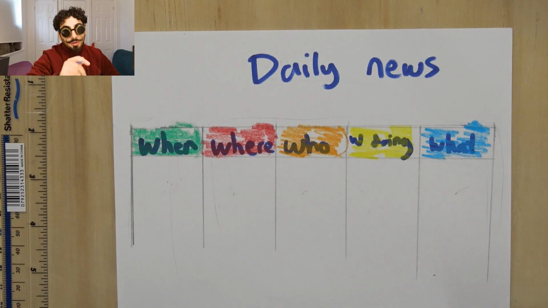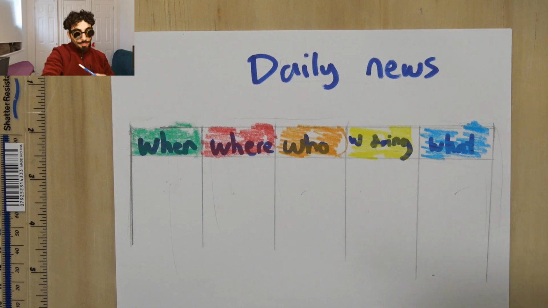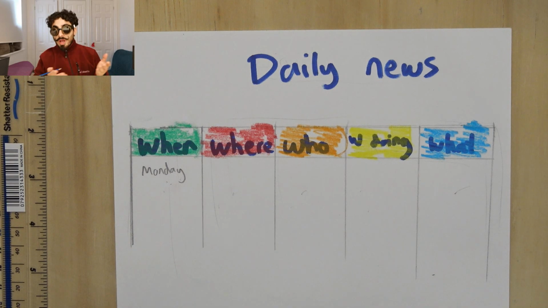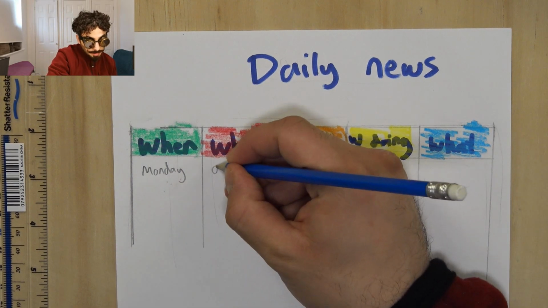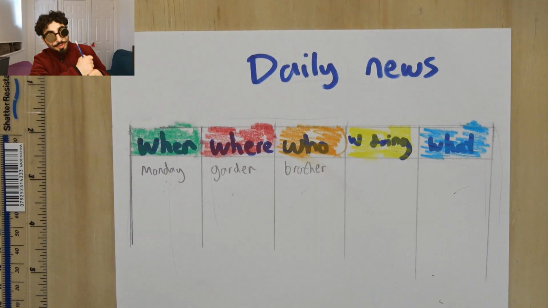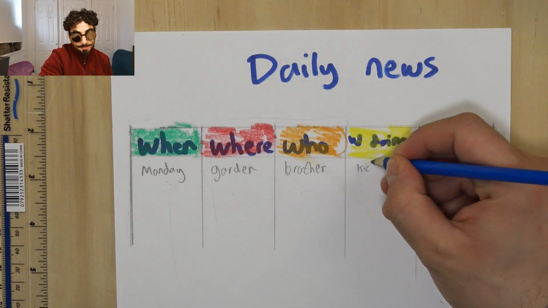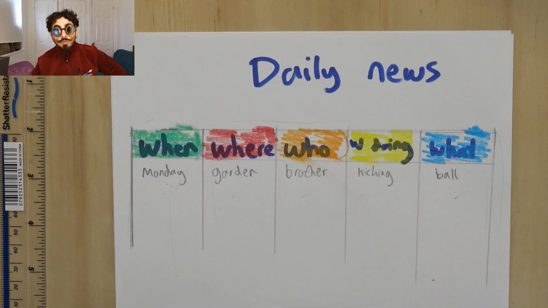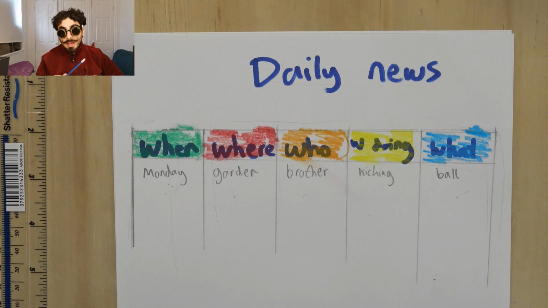Now we write down our keywords. So, for example, I'm going to write Monday. When was it? Monday. Where was it? I was in the garden. Who was I with? My brother. What was we doing? Kicking. What was we kicking? A ball. Now I've got my keywords, I can make it into a sentence.